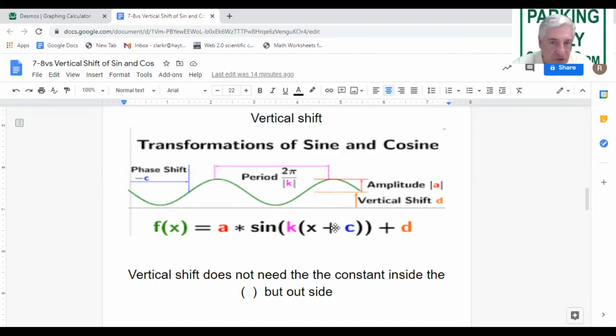Then we have the vertical shift, which is D. You put that outside the parentheses and add it to X, and it moves your graph up or down vertically, up and down the y-axis. Sometimes you'll see two of these, sometimes you'll see three of these. Seldom will you see all four at once, but you need to be able to recognize each of them and define each of them. And that's what you need to know about the transformations of sine and cosine.